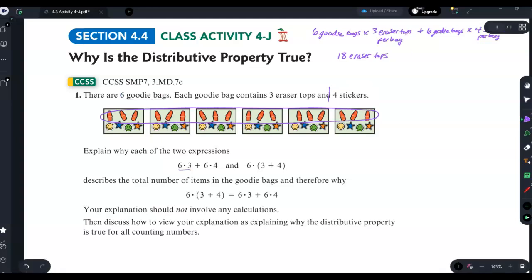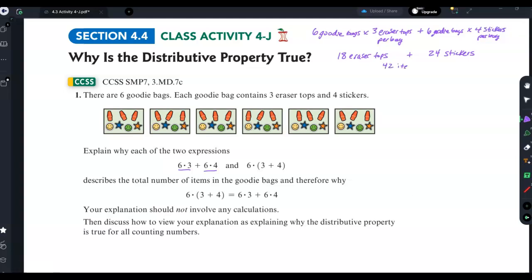And then I would add to that. So if I take 6 goodie bags times 4 stickers per bag, then that gives me 24 stickers. And then from there, I could add those together, right? Once I know how many total erasers there are and how many total stickers there are, I would add those together. And in this case, I'd find that that means there are 42 items. So with this one, the 6 times 3 plus 6 times 4, this one is calculating the total erasers and the total stickers and then adding them.